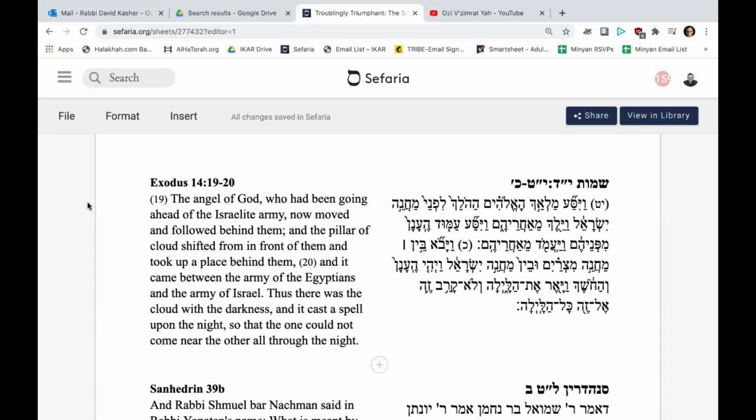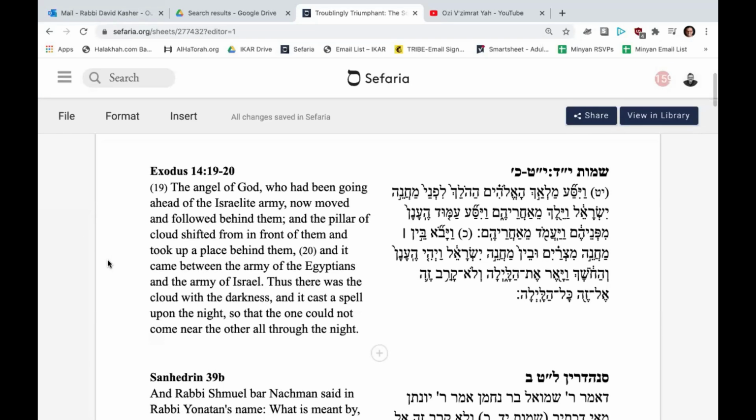There are these two mysterious forces, the angel of God and the pillar of cloud, and it came between the army of the Egyptians and the army of Israel, so it blocks it. There was a cloud with the darkness, and it cast a spell upon the night, so that the one could not come near the other all through the night. A little mysterious, but the rabbis are going to play on that last phrase: the one could not come close to the other all night.